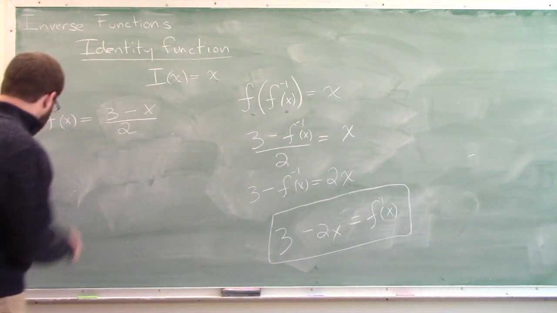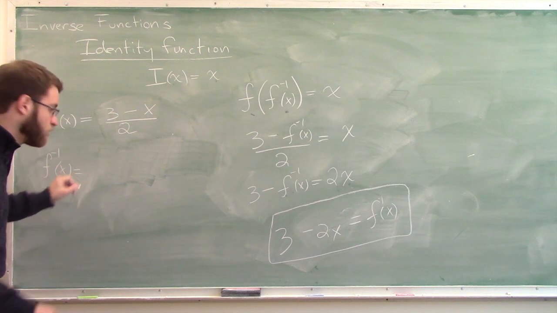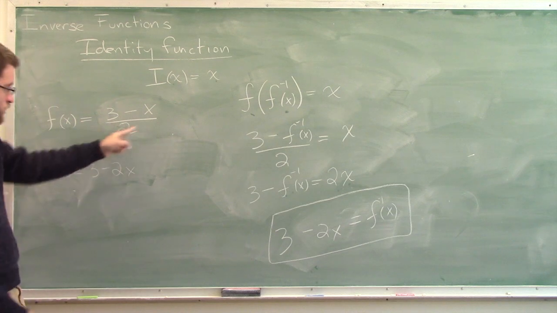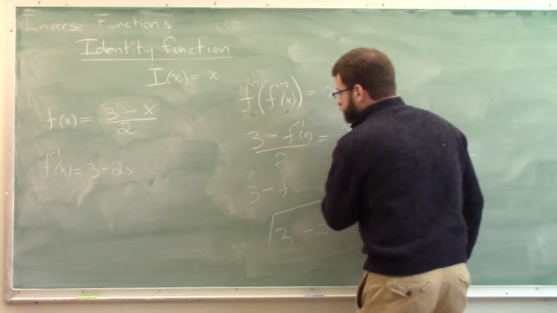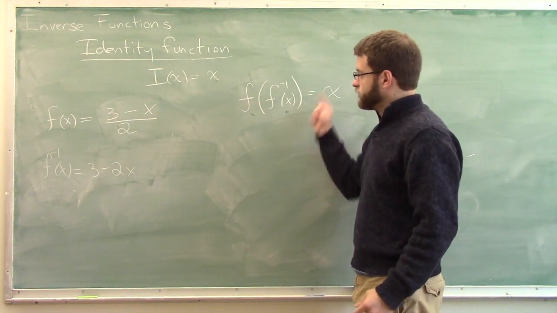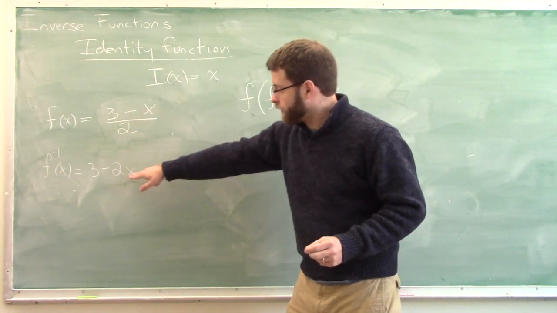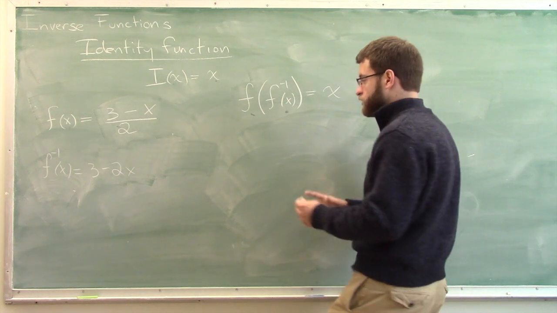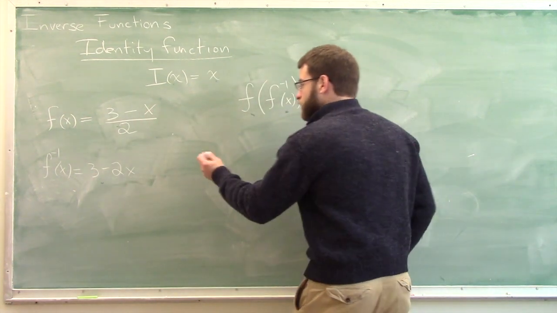Right, so we have our f. Here's our f inverse that we just found. That's 3 minus 2x. There's our original function. So let's look at whether this equation is actually satisfied by this formula for f and this formula for f inverse. So let's look at f composed with f inverse. So we put f inverse inside as the input to this function.